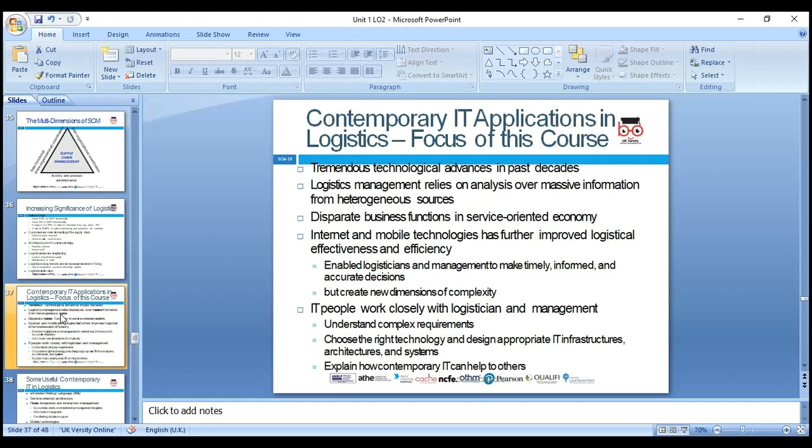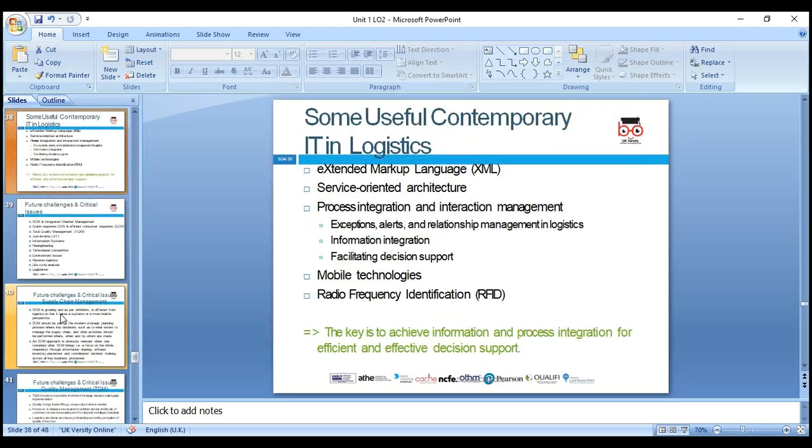So we need to look at contemporary IT applications. Logistics focus: technology has advanced tremendously in past decades, and logistics management relies on analysis of mass information. We need to look across disparate business functions, and at the internet, mobile, IT. All this we need to consider when we plan. These are the key issues now. Some useful contemporary ITs: extended markup language, XML, service oriented architecture, which is in IT, radio frequency identification. One new concept coming is called smart factory.